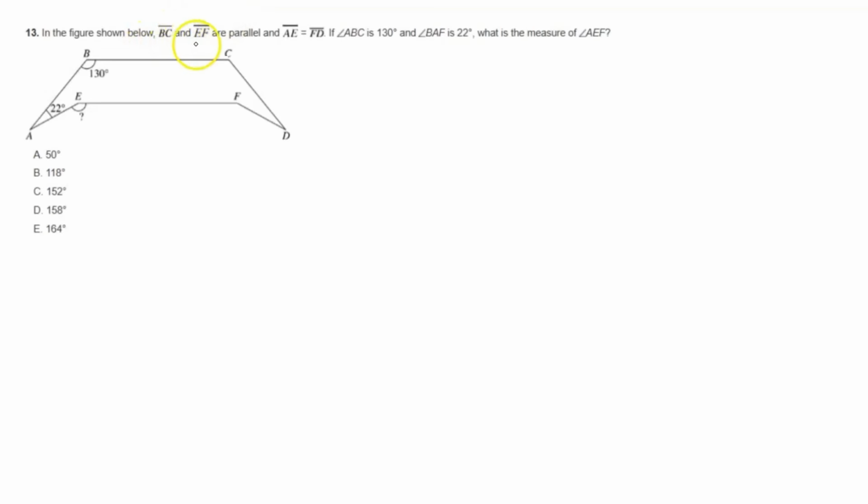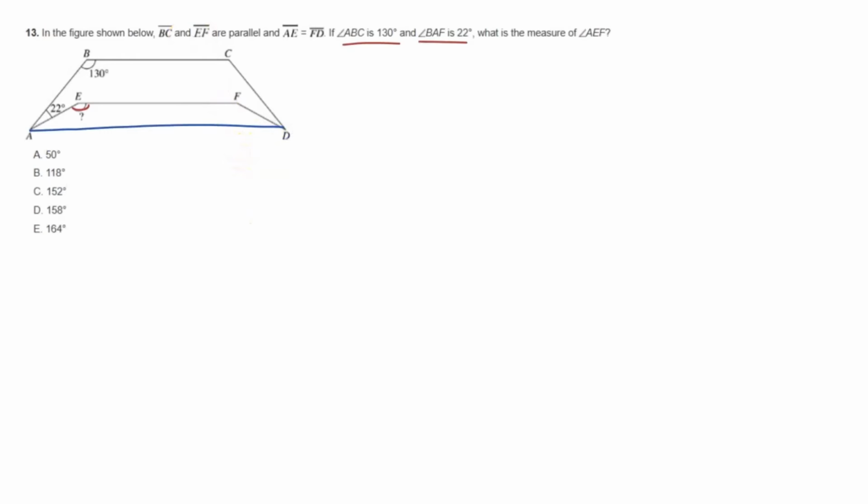Here below, BC and EF are parallel and AE is congruent to FD. If angle ABC is 130 degrees and BAF is 22 degrees, what's the measure of AEF? Okay, so this angle right here that we're trying to find. What we're going to do is draw a straight line from A to D. Okay, so imagine that's a straight line.